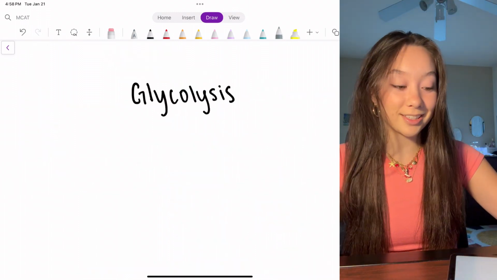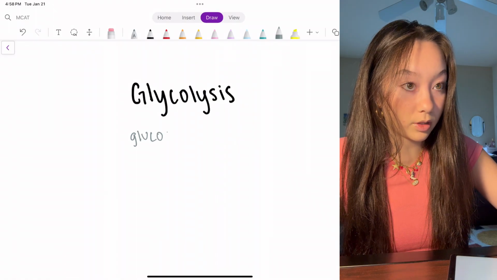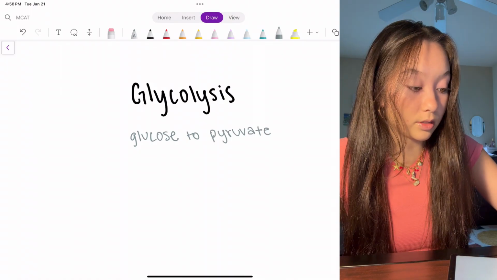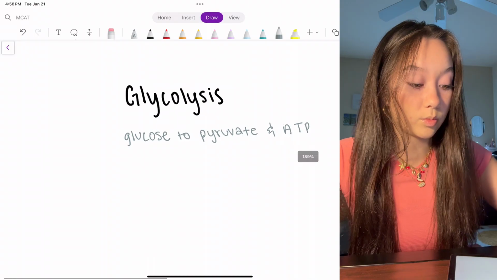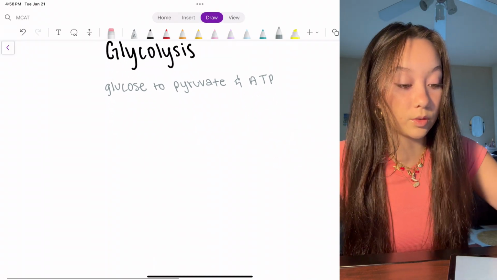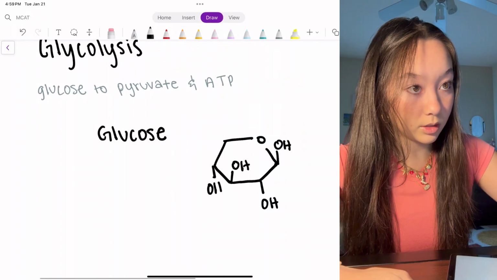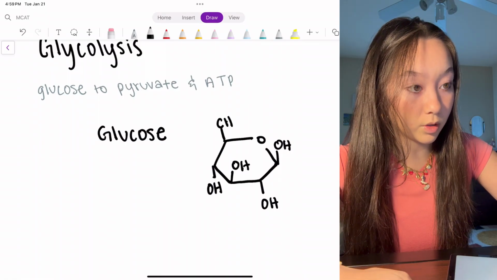So, glycolysis. The overall equation of glycolysis is glucose to pyruvate and ATP. So the goal is to turn one molecule of glucose into 2 pyruvate and ATP. So start off with glucose. Glucose is a 6-carbon sugar with this kind of format.